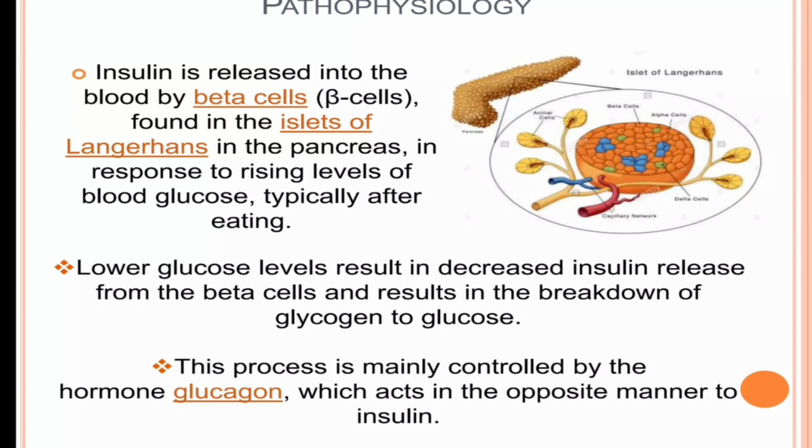Next, insulin is released into the blood by the beta cells found in the islets of Langerhans in the pancreas, in response to rising levels of blood glucose, typically after eating. Lower glucose levels result in decreased insulin release from the beta cells and result in breakdown of glycogen to glucose. This process is mainly controlled by the hormone glucagon, which acts in the opposite manner to insulin.